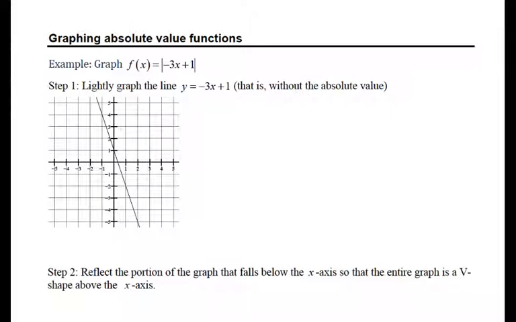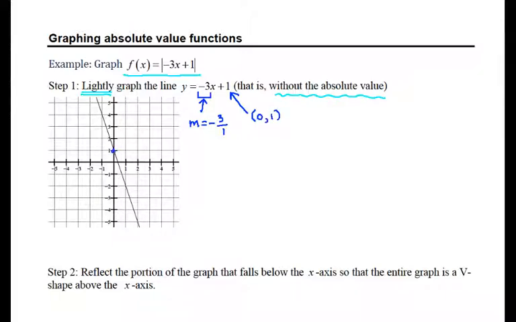So we can see that what we started with was f of x equals the absolute value of negative 3x plus 1. We're going to lightly graph the line that we get when we remove the absolute value. And this isn't going to be our final graph, but it will help us get to the final graph. So in this case, we can see that we have a slope of negative 3. So I would think of that as negative 3 over 1. And I have a y-intercept of 1, so that graph is going to pass through the point 0, 1.